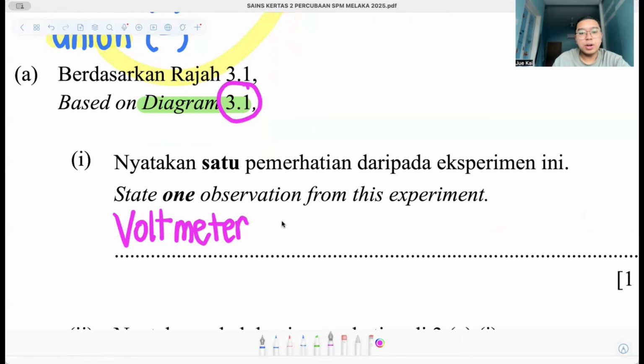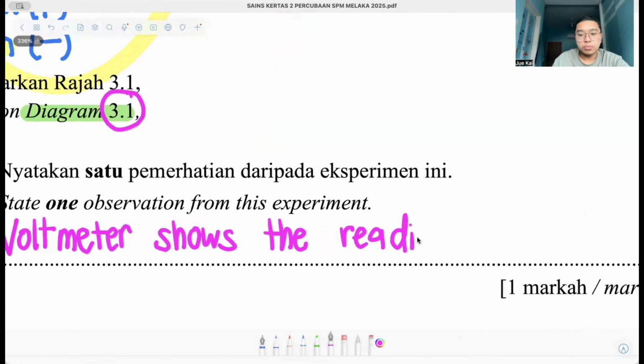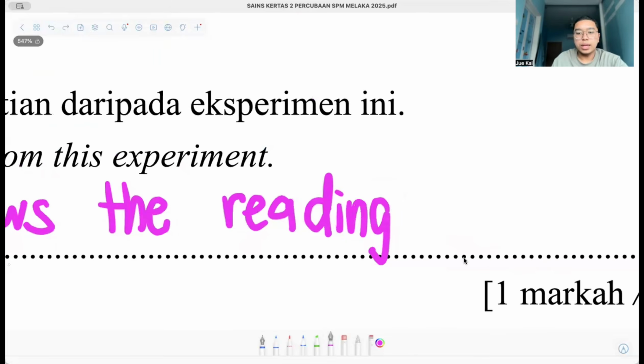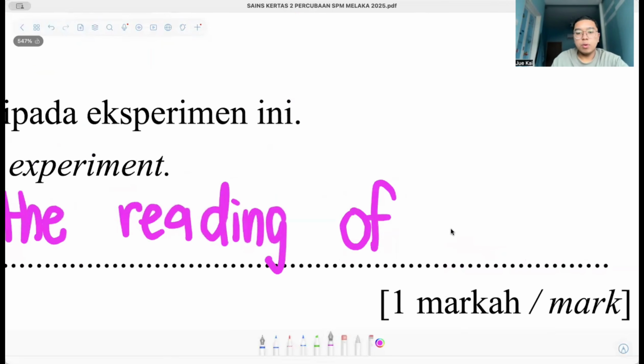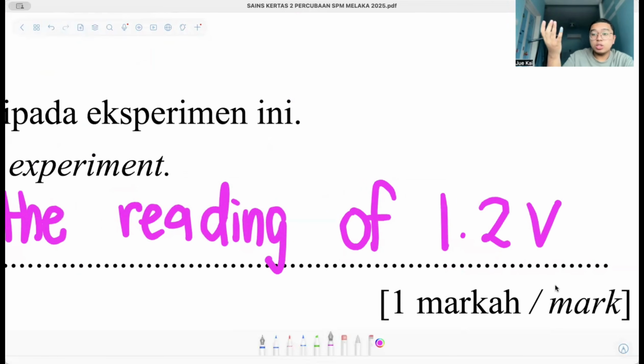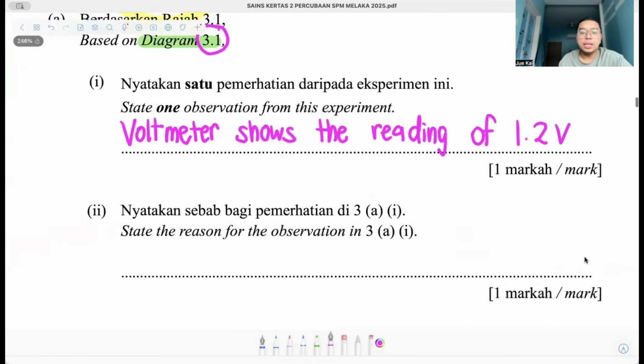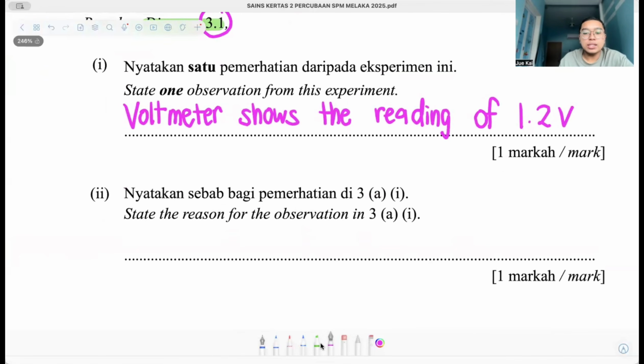Voltmeter shows the reading of, wait, of 1.2 V. Done, 1 mark. That's all. You just need to observe and no need to waste time. Next, state the reason. State the reason.